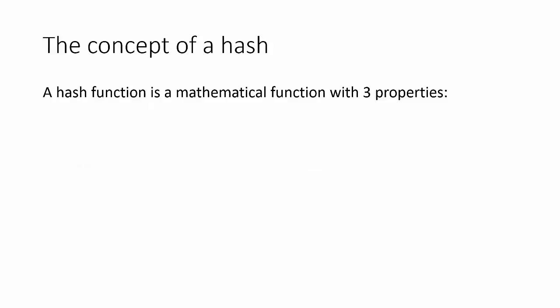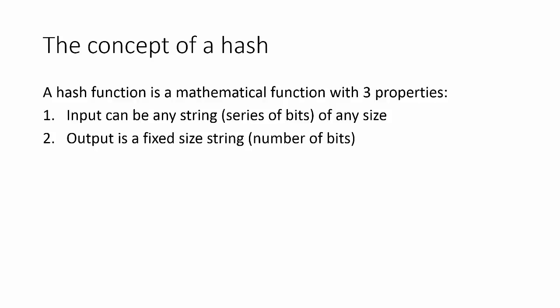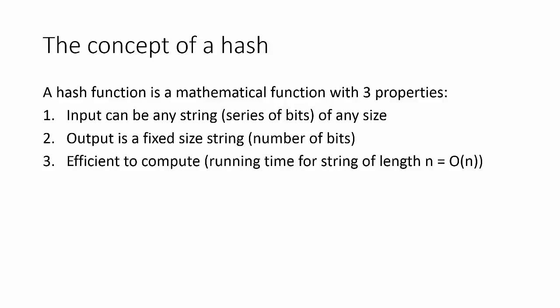The hash function has 3 major properties we are interested in. The input can be any string of bits as long as it terminates. There is no size limit. The output is of a fixed size. The output is always a defined number of bits for a specific hash function. And it's efficient to compute. The time to compute varies linearly with the size of the input. So if we input a string twice as long, computing the hash takes about twice as long.